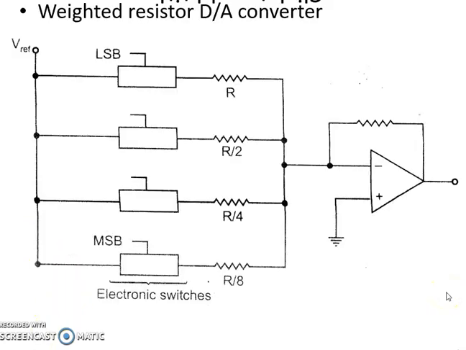Now let us see the basic type of digital to analog converter, which is the weighted resistor digital to analog converter. This type of converter uses a summing amplifier to form a weighted sum of all the non-zero bits in the input word. Here the reference voltage V reference is connected to the resistors by means of electronic switches which respond to a binary 1.